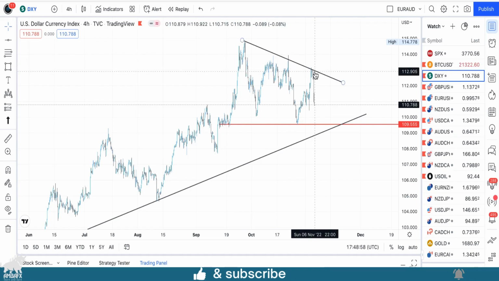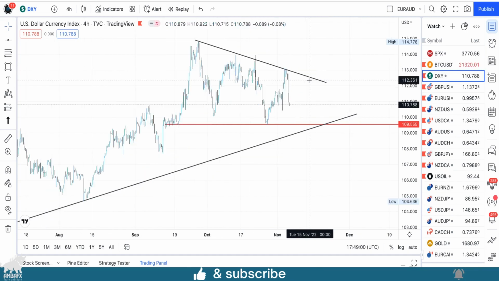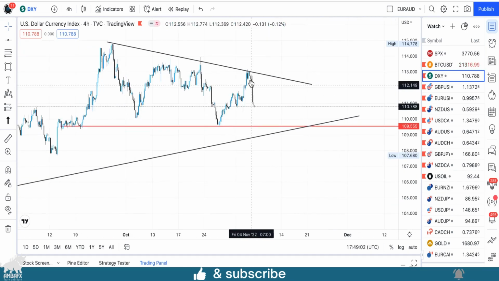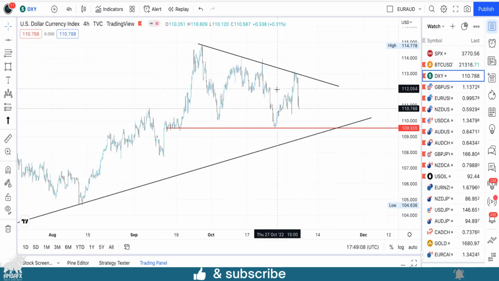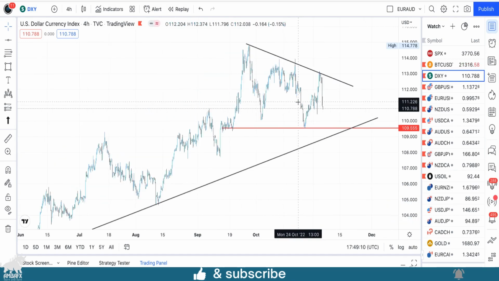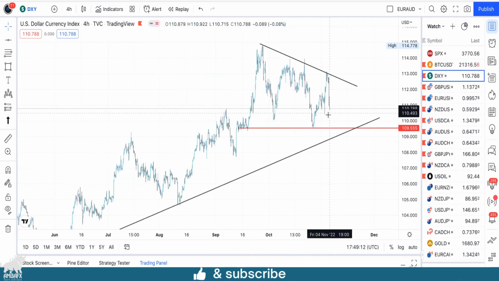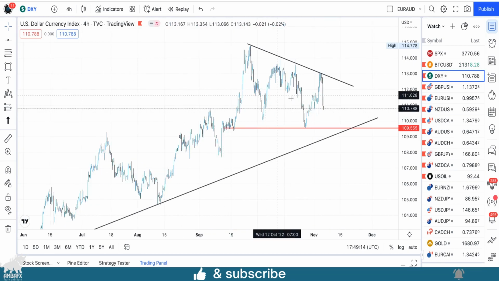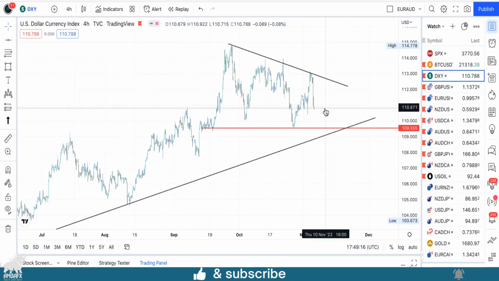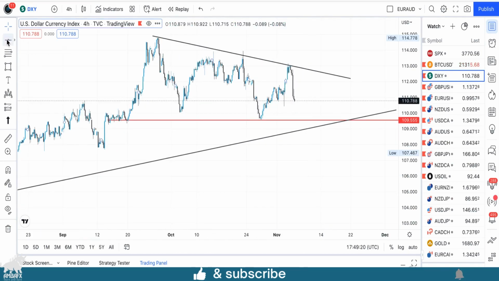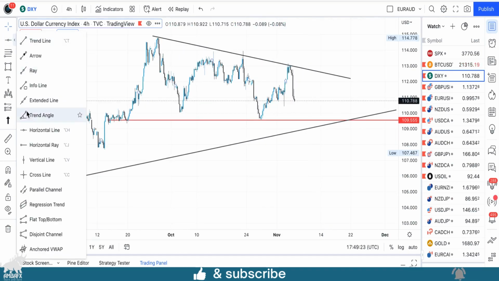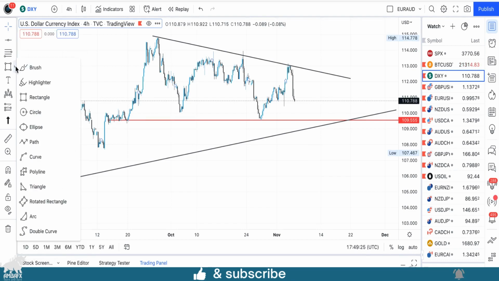But the NFP gave us a decline in DXY on Friday. That is when the unemployment rate came out worse than expected, which is bad for the currency. So checking the DXY, the next move should be to the downside for now. So we should see a move to this particular area.